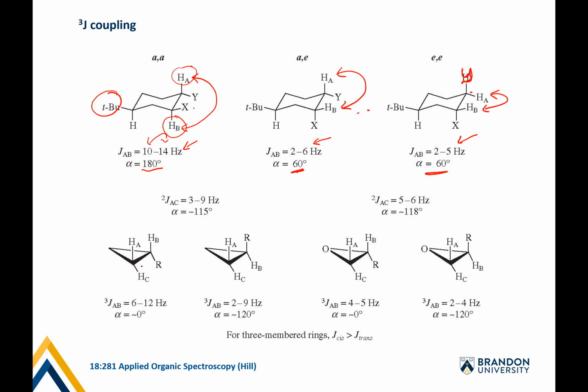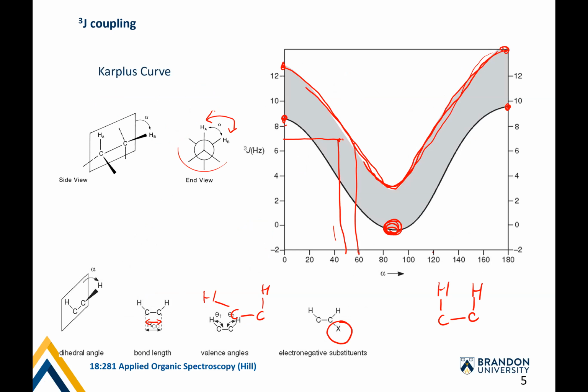A similar situation here with the cyclopropanes. If you're looking at HA and HB, when they're eclipsing, this should be a maximum. You get a high coupling constant. And here, it's not 180, it's 120, and the coupling has decreased. So let's go back a slide. This would be over here somewhere in this range.